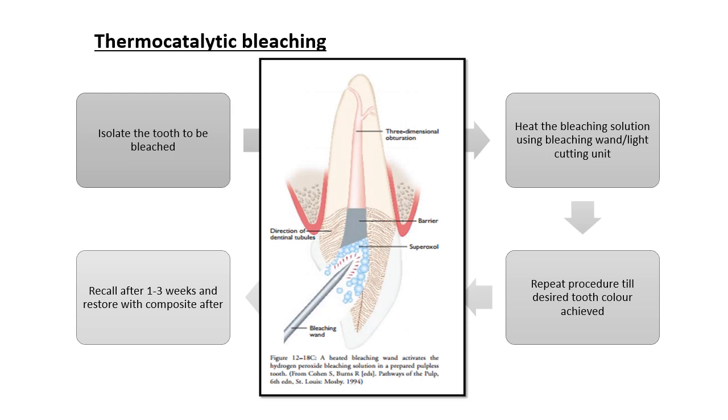So in this you can appreciate that this is an RCT treated tooth in which first a barrier is placed. The barrier is basically a GIC barrier, following which superoxide is used. Superoxide is primarily used for the whitening of the tooth along with the heat transmitting instruments such as the bleaching wand.